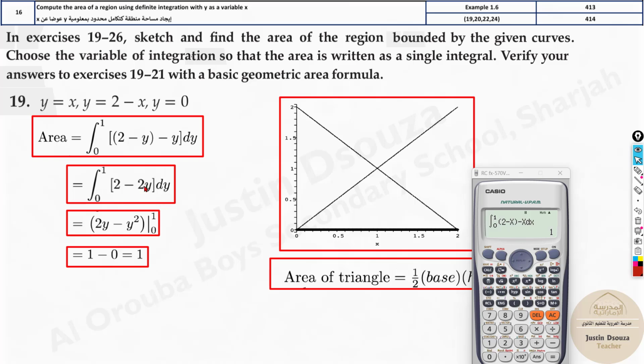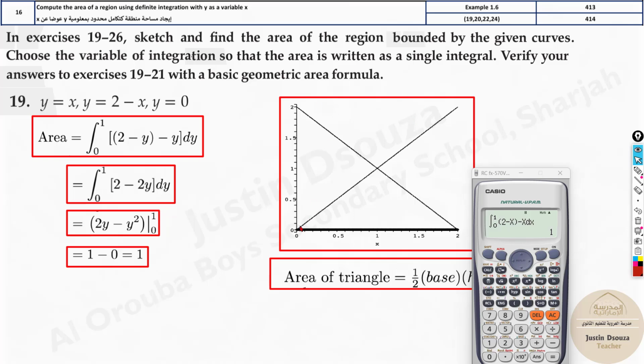Integration of 2 is 2y minus 2y squared by 2, and 2 and 2 cancel, so we get y squared. This can be done. But it's very important to get the graph and the changing of the equations and then putting the formula and then solving it out.